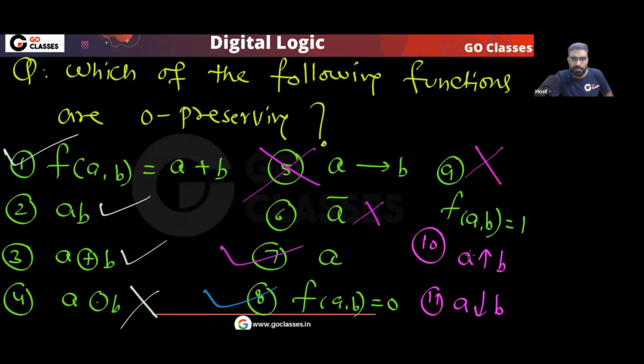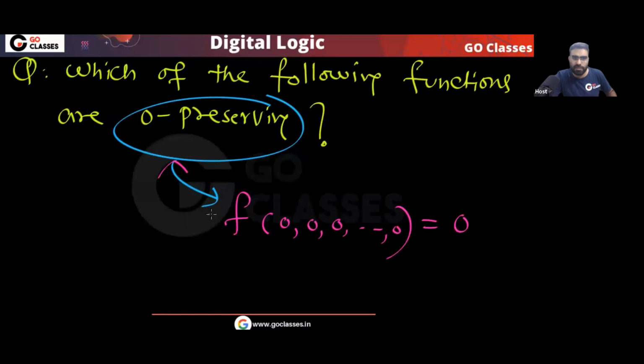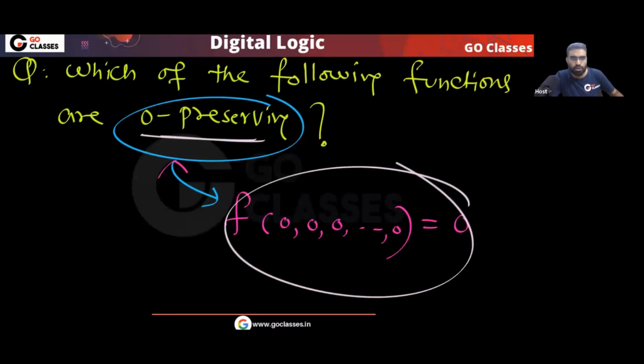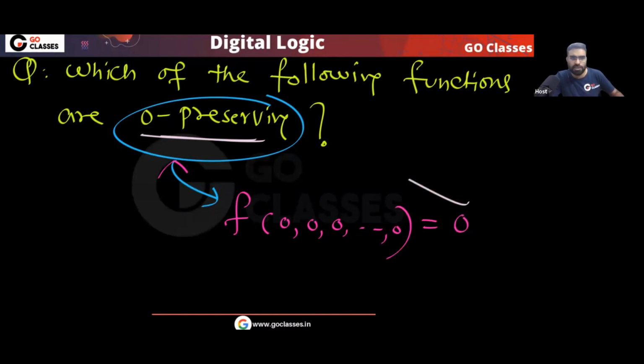Next, what about NAND? This is not zero preserving. What about NOR? This is not zero preserving. Yes or no? So this is the answer: 1, 2, 3, 7, 8. This is the answer. Okay, very simple. I hope you understood all these things. Please tell me, did you understand what zero preserving is? If you replace all the variables by 0, then the result must be 0.